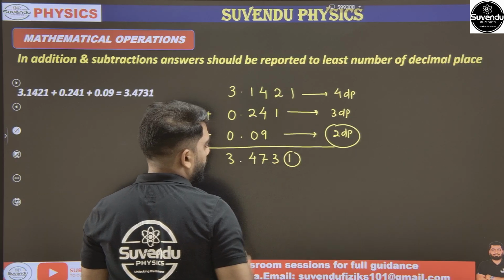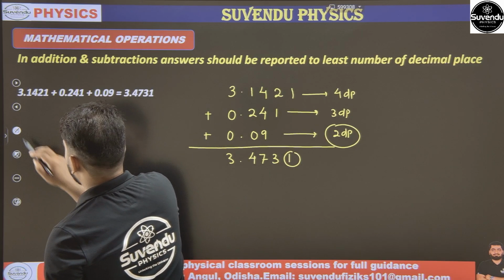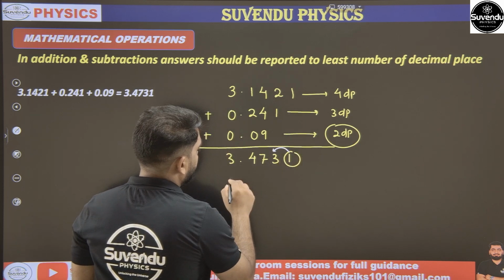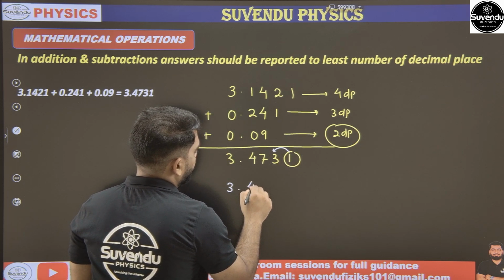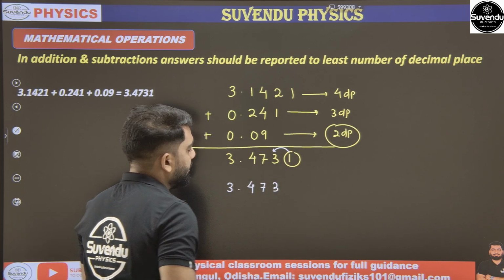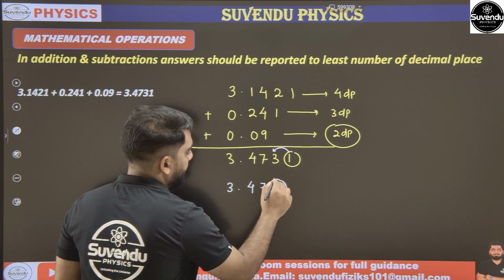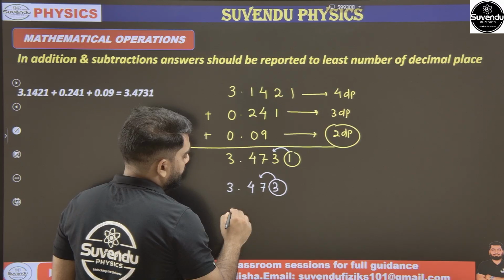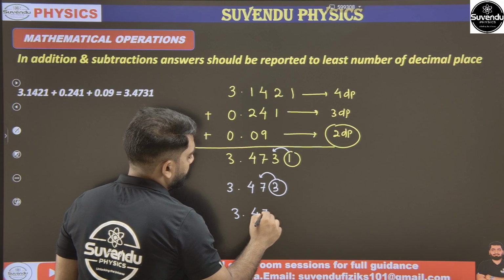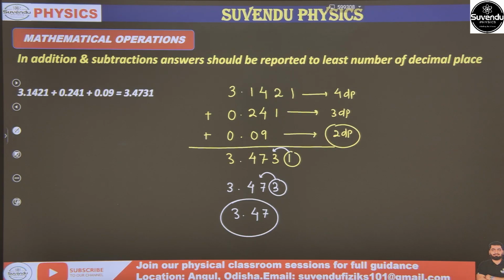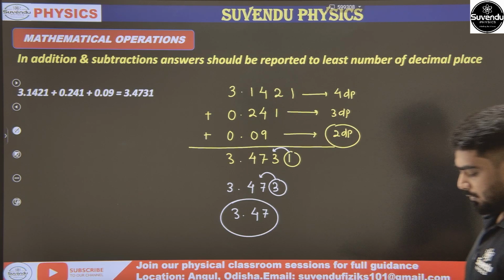So digit to be dropped is 1. So 1 is less than 5. So preceding digit remains unchanged. So this is rounded up to 3.473. How many decimal places are available? 3 decimal places are available. So this 3 is less than 5. The preceding digit is left unchanged. So this will become 3.47. So here पे answer should be reported to 2 decimal places और ये complete हो गया. I think it is clear.